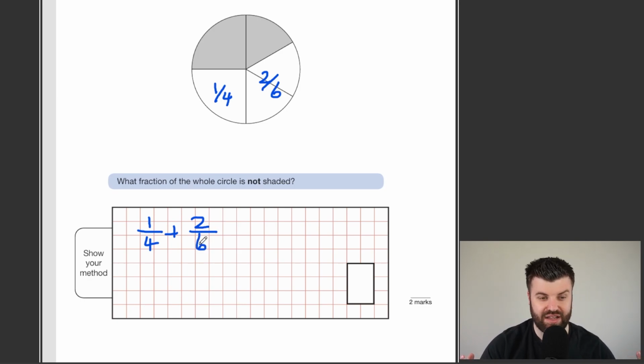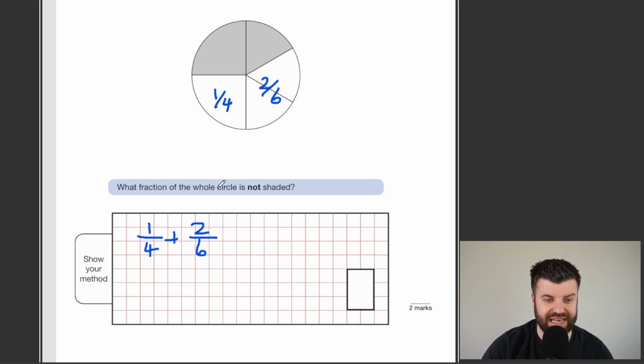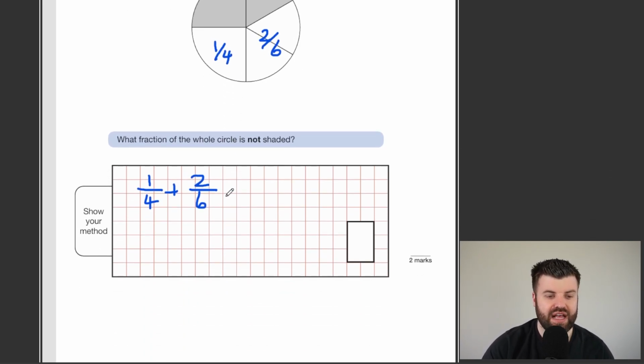This is something that you could get on an arithmetic paper. It's just been hidden inside of a tricky question. Do you know what I can also do? I know that 2/6 is the same as 1/3. So I'm actually doing 1/4 plus 1/3. That's what this question is asking me to do.